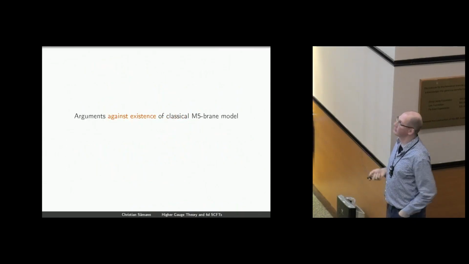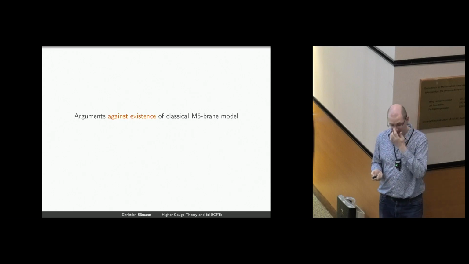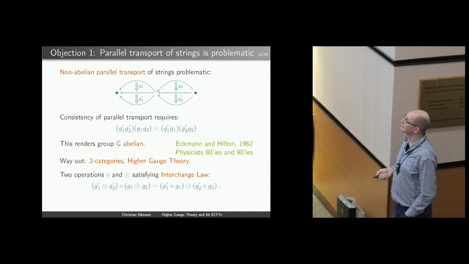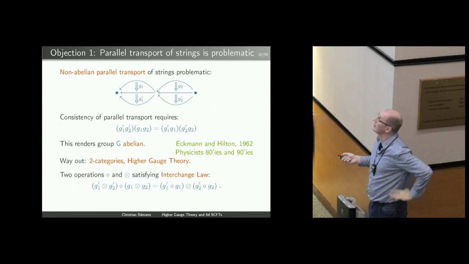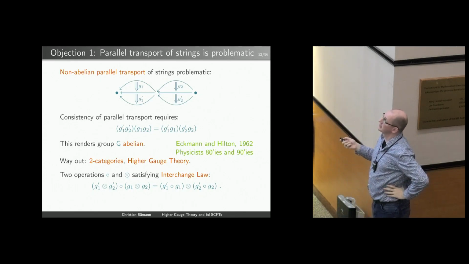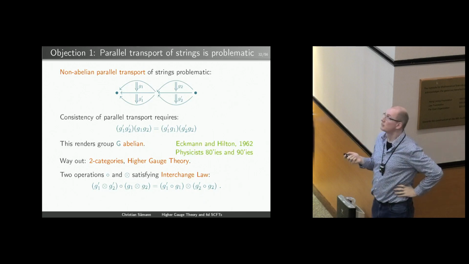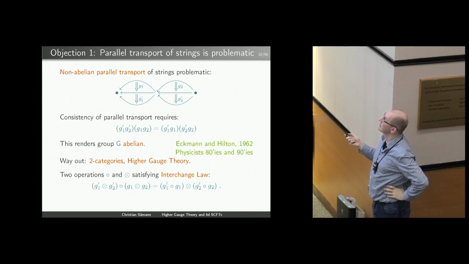Okay, arguments again. So why do people believe that there's no such thing as a classical M5 brane model? The first objection is a rather old one. It's just that non-abelian parallel transport of strings is quite problematic. So let's imagine that we have here the 2 endpoints of our string, and then we subdivide it in 2 halves, and we want to parallel transport it to the bottom string that we also subdivided in 2 halves.